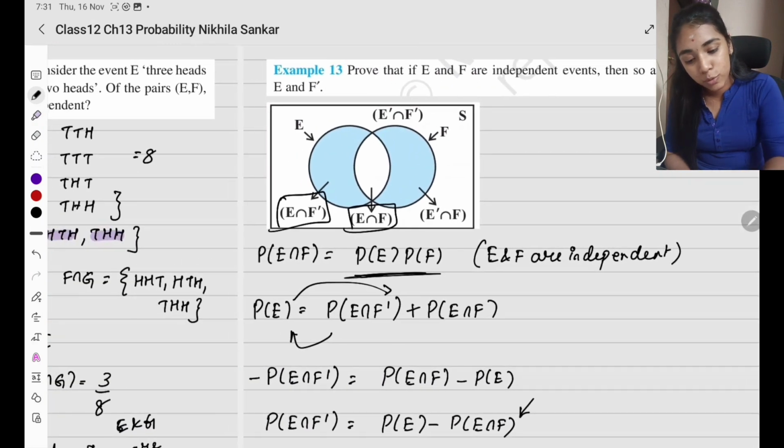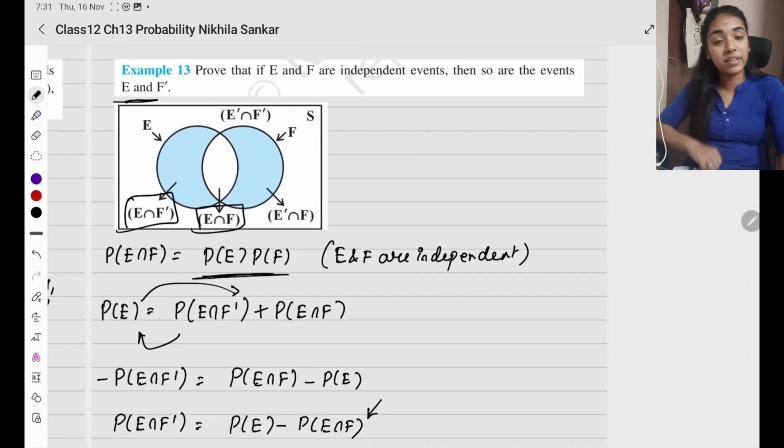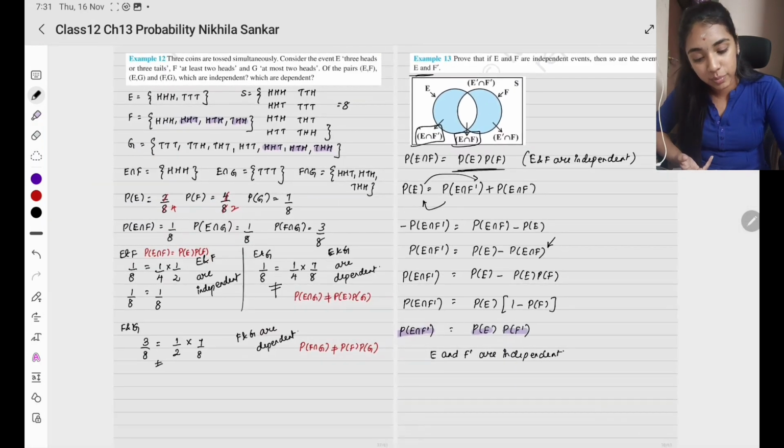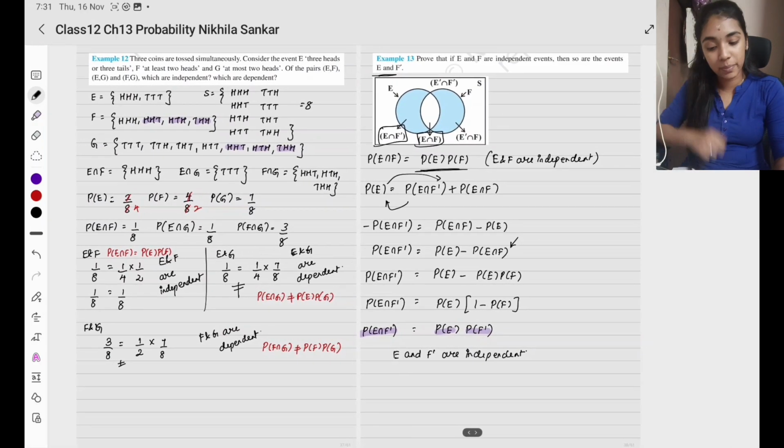This is what they are asking: prove that E and F dash are also independent. So this is what we proved. Okay, simple. Please copy.